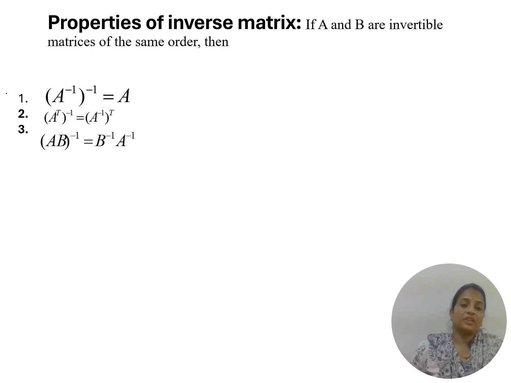Next, properties of inverse matrix. If A and B are invertible matrices of the same order, then the first property: inverse of A inverse is equal to A. Second property: A transpose inverse is equal to A inverse transpose. And the third property is the reciprocal property: AB inverse is equal to B inverse A inverse.